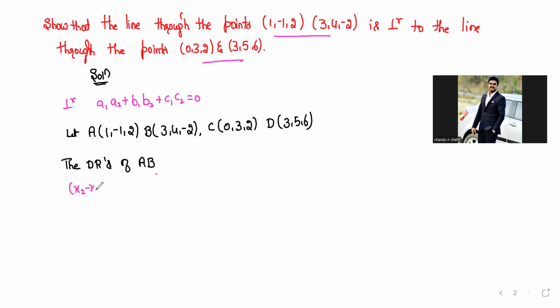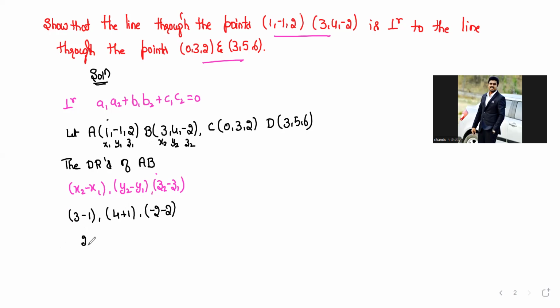So the formula is x2 minus x1, y2 minus y1, and z2 minus z1. Clear, all of you? So now observe, this is x1, y1, z1 and x2, y2, z2. Now the direction ratio of AB is 3 minus 1, and y2 is 4 minus (minus 1), and z2 is minus 2. We can understand, all of you.